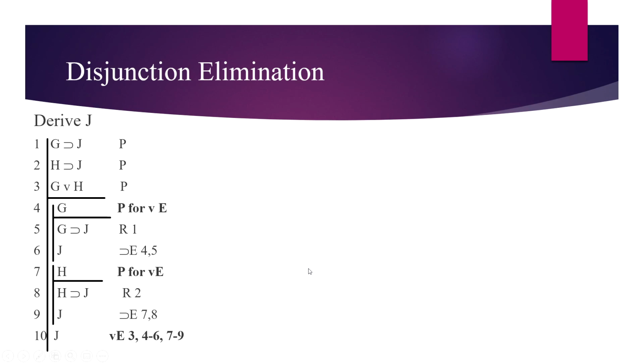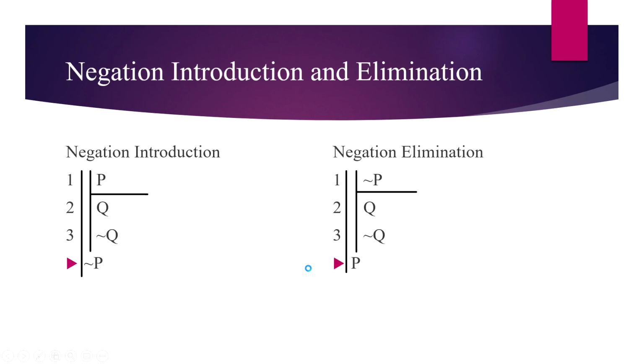Okay, so we have two rules left, negation introduction and negation elimination. These rules are almost identical. They work the same way. The only difference is whether you're trying to put a negation on or take a negation off. With negation introduction, you're trying to derive a sentence that has a negation as the main connective. Your goal sentence has a negation as the main connective.